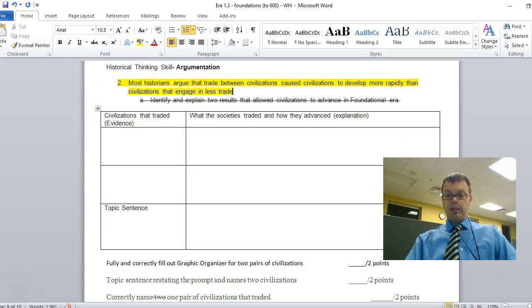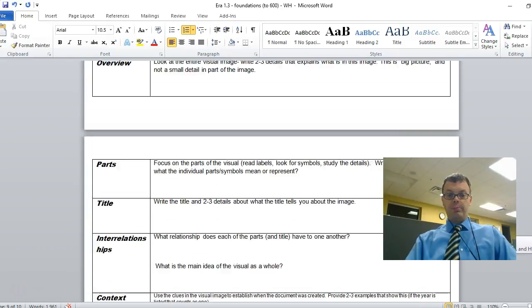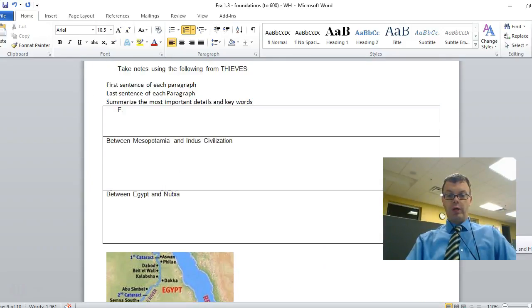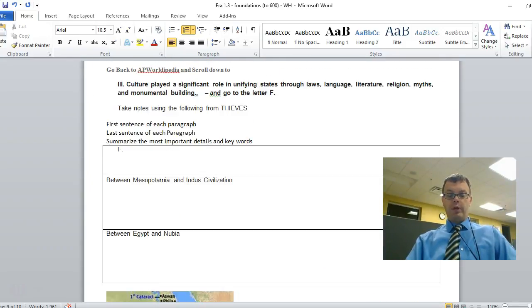So, take your packet and go back a page or two for your topic to this part right here where it says Roman numeral 3, culture played a significant role in unifying states through laws, literature, language, religion, myths, and monumental building. And go to letter F. So we are going to go to letter F in our reading.